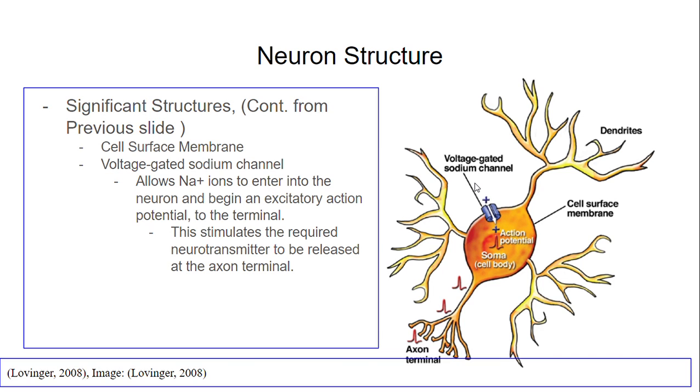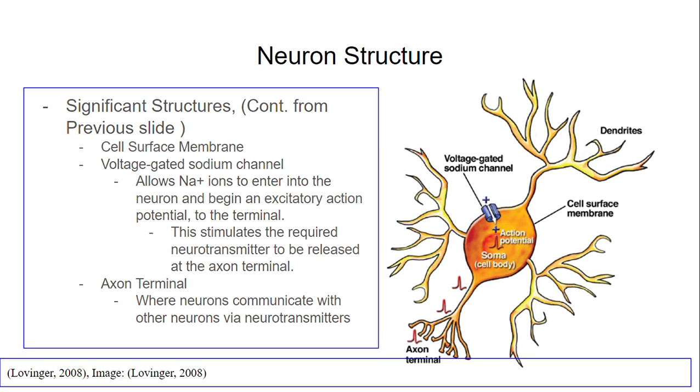This voltage-gated sodium channel allows these sodium ions in, which, as I said, begins the excitatory action potential, which stimulates the required neurotransmitter to be released all the way down here at the axon terminal. The axon terminal is the part of the neuron that is used to communicate with other neurons via neurotransmitters.